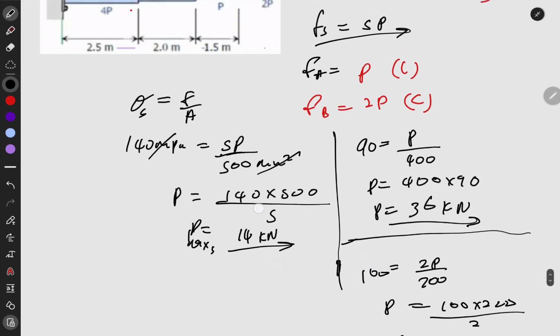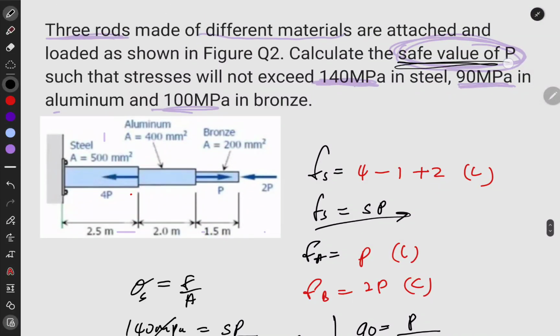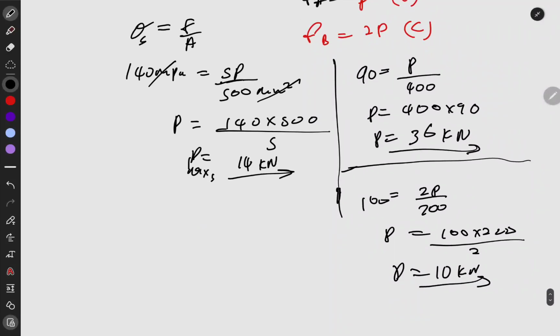So what was the question again? Safe value. So the safe value is actually the smallest, so that none of these things fail. So which one is the smallest? We have 10. Obviously it's going to be 10 kN as the minimum. Okay, thank you. That's all.